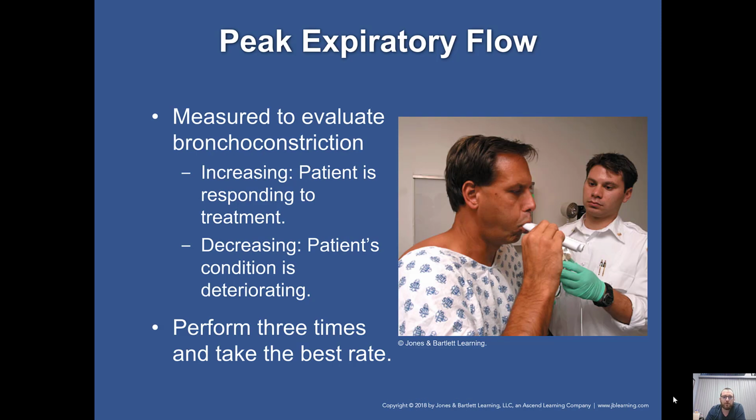All right, peak expiratory flow, measured to evaluate bronchoconstriction, right? Asthmatics, emphysema patients, chronic bronchitis. It's how much strength and muscular effort can they breathe out with. And it's a little sensor gauge that actually will measure that. Perform 3 times to take the best rate. It's certainly not something that we even have or carry, to my knowledge.